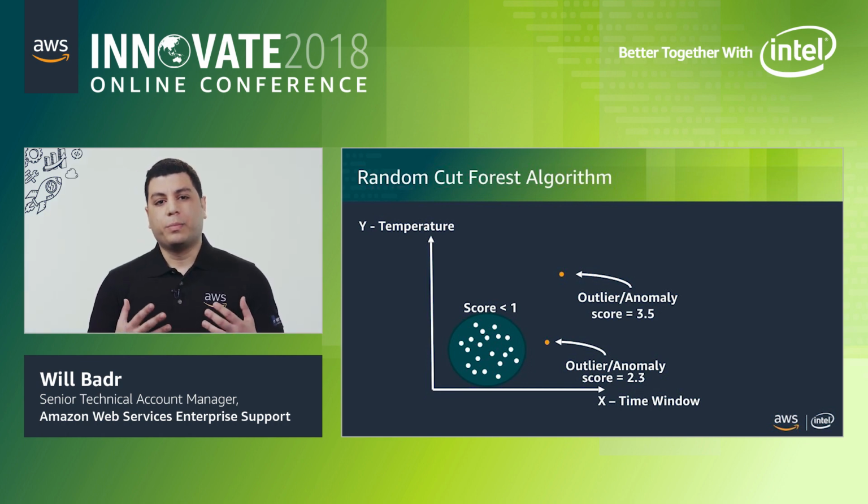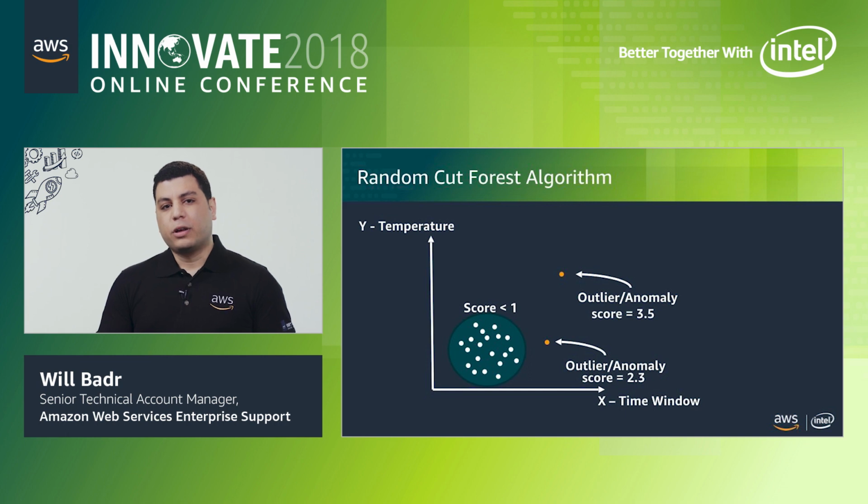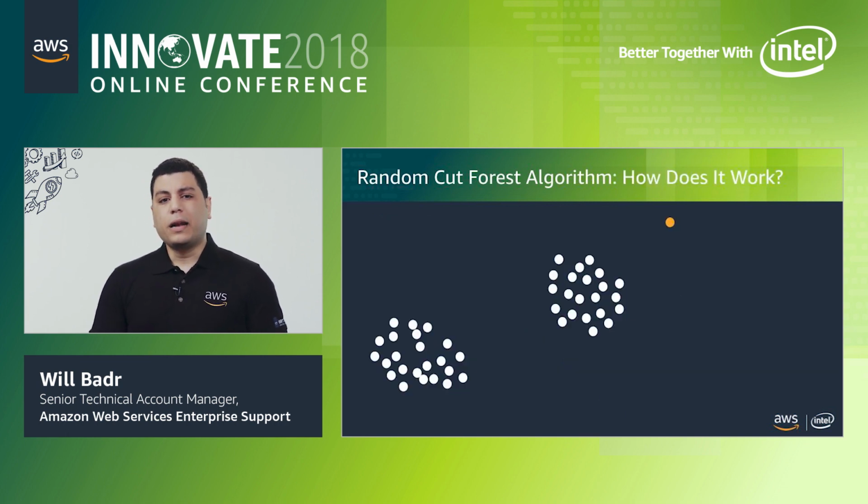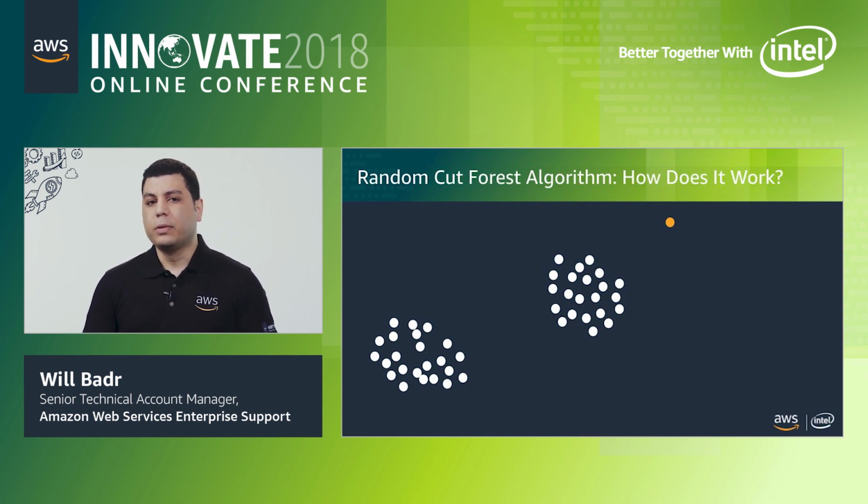I understand that there might be some curious people who want to know how the algorithm works. So let's zoom in on that to understand how it calculates the score. The main idea behind the RCF algorithm, or random cut forest algorithm, is to create a forest of trees. Again, for simplicity, let's assume that we have two-dimensional data points in a space with the majority of data lying in clusters, except for one anomalous data point in orange.